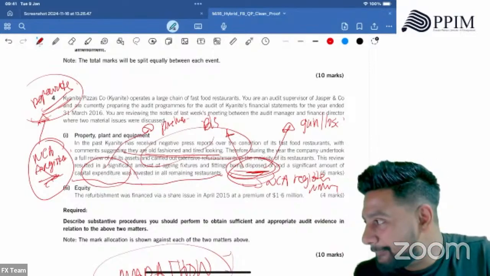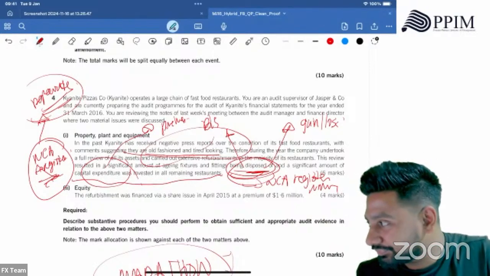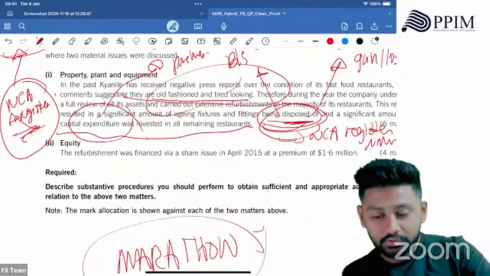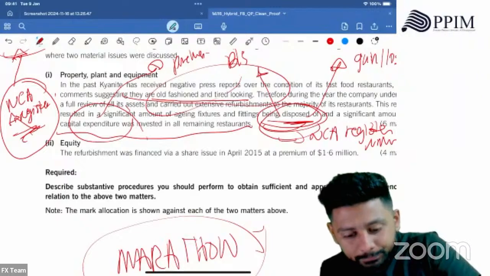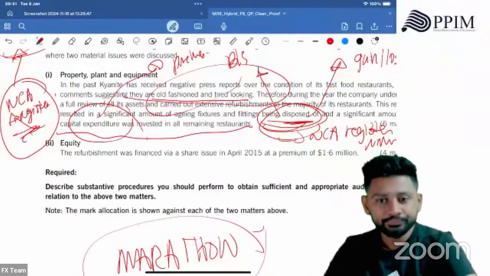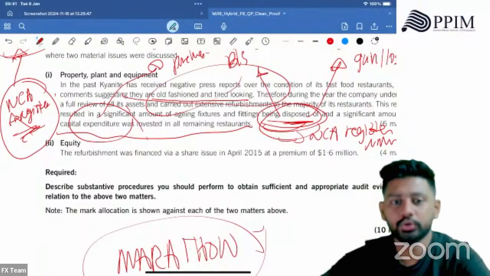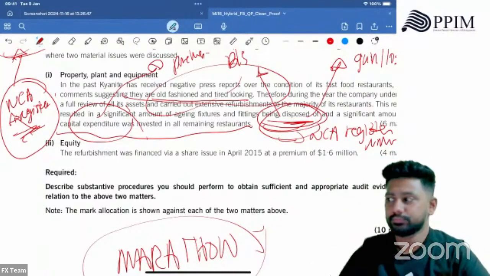Anyway, coming back, equity. Work on equity as well. Can we work on equity as well? Work on equity as well. 2 to 3 minutes to quickly go through equity, please.